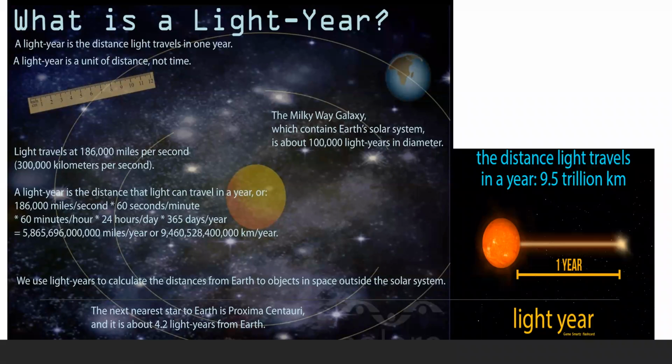Now, this unit is usually used when we talk about the distance between Earth and other distant stars, or the distance between Earth and other planets. We are part of a solar system, right? Earth is part of a solar system. You know that. Now, the solar system is part of a big galaxy called the Milky Way galaxy, which contains the Earth and solar system. And it is about 100,000 light years in diameter.